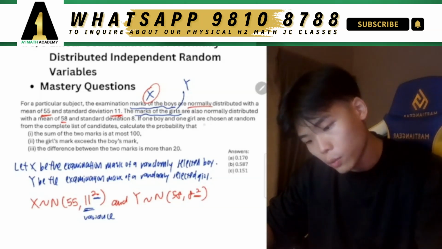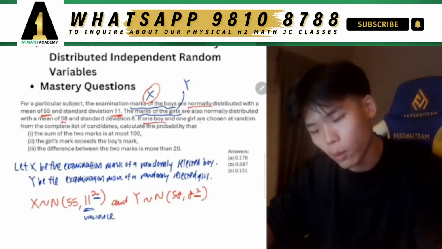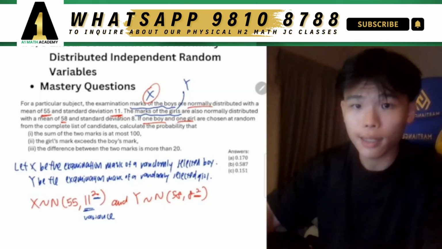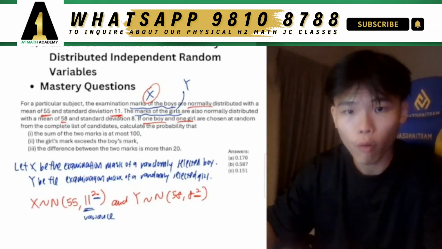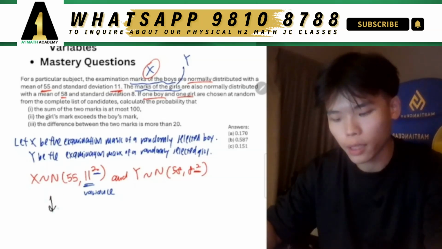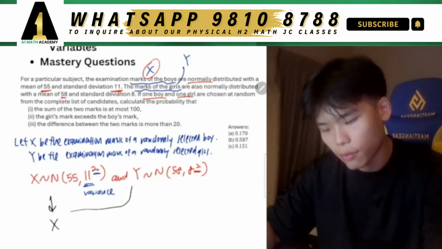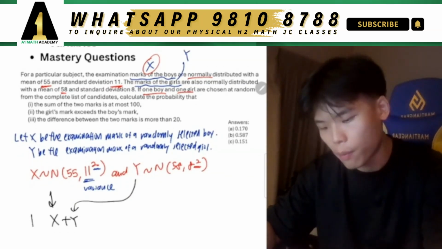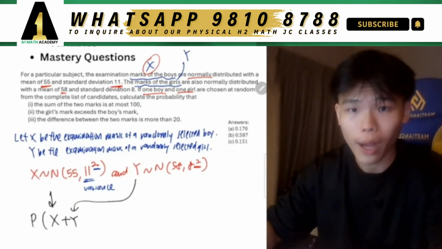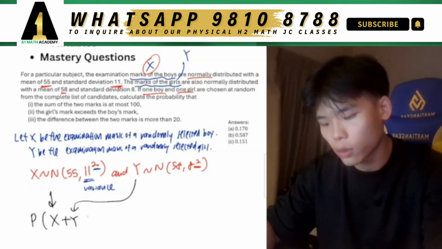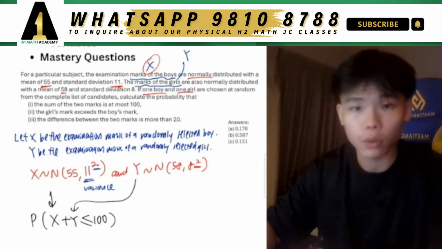So from here, we are told that if one boy and one girl are chosen at random from a complete list of candidates, calculate the probability that the sum of both marks is at most 100. So what they are saying is that from this pool over here, if I pick out one X value, and if I pull out one value from the Y pool, so a Y value, right, what is the probability that both X and Y is at most 100? So that means smaller than or equal to 100, right?